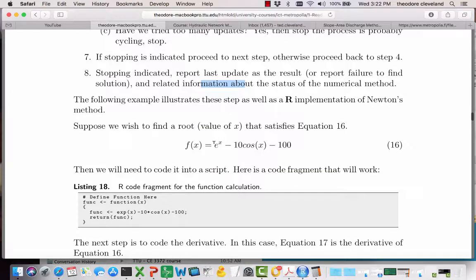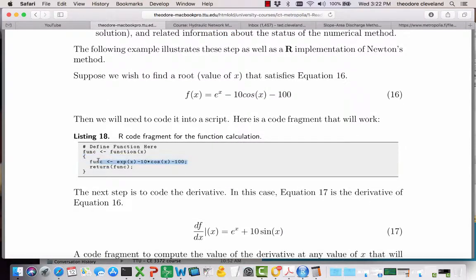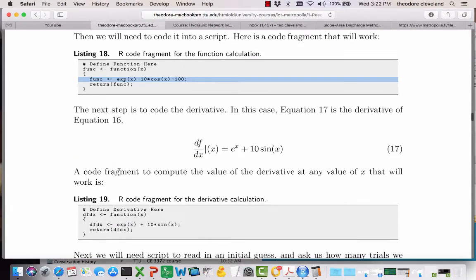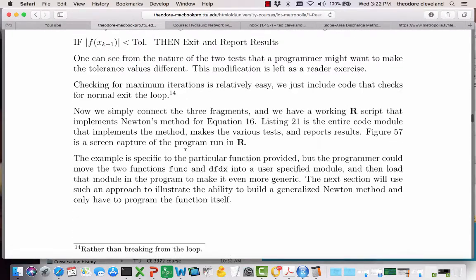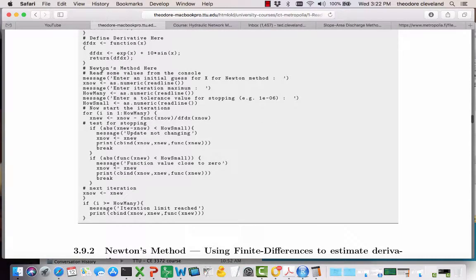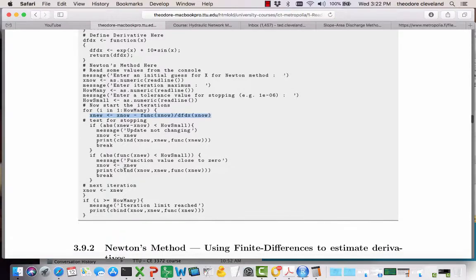So here's an example. Suppose we want to find the root of f of x equals e to the x minus 10 cosine x minus 100. So we need to code the function into a script. In this case, it's using R, but you can do this in Excel. We need to code the first derivative into a script. And then we need to get an initial guess, how many iterations, and stopping tolerance. And finally, Newton's method isn't very long. We start the iterations, and this line right here calculates the update, and then these lines test for whether there's stopping.